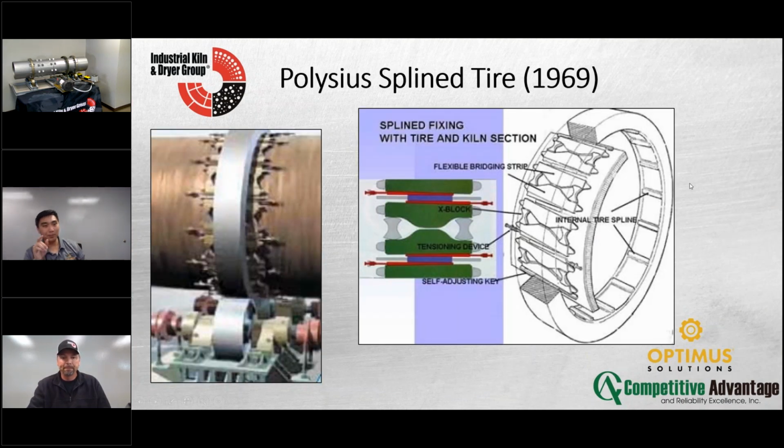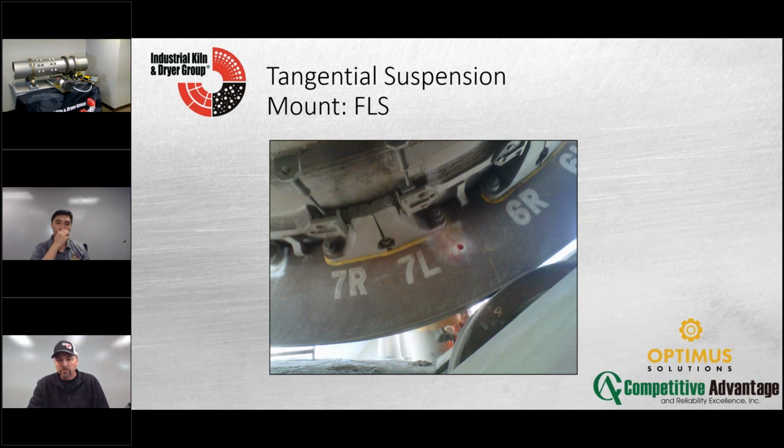I want to talk about the pads a little bit. You have multiple pad types, okay? One of the major pad types here is what I call a splined tire system. This is a wishbone. Polysius has a system. FLS has a system. These tangential suspension systems are there to prevent creep, okay?